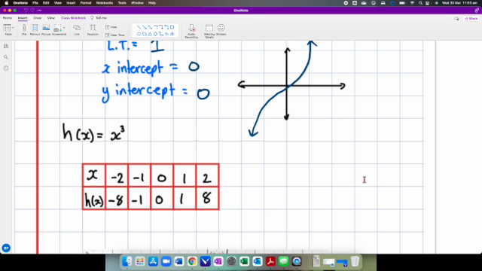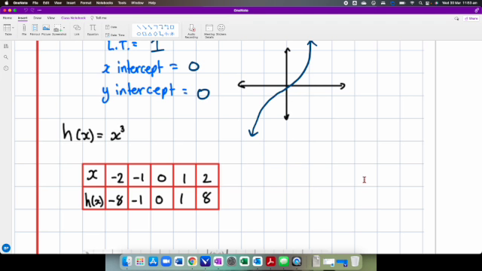If I did x cubed, that would be our table of values, wouldn't it? Negative 2 cubed is going to give me negative 8. Negative 1 cubed will give me negative 1. 0 cubed is 0. 1 cubed gives me positive 1. 2 cubed gives me positive 8. Is that okay so far?